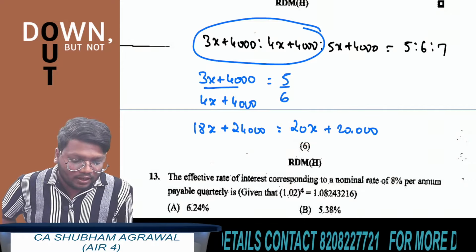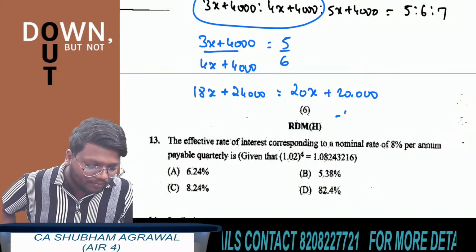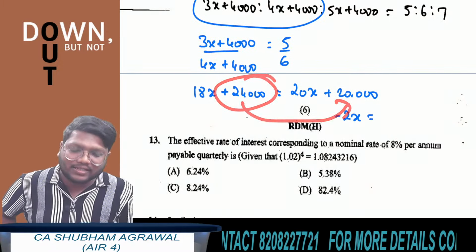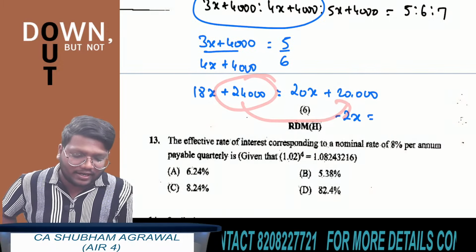Minus 20x. So 18x minus 20x is what? Minus 2x. This 24,000 when shifted to opposite side, it will become what? Minus 24,000. So 20,000 minus 24,000 is what? Minus 4,000. Tell me what is the value of x? 2,000. Okay, 4,000 divided by 2 is what? 2,000.